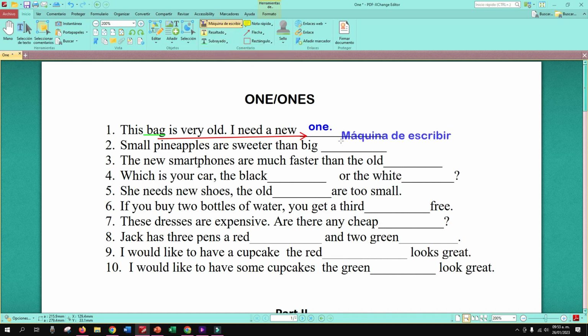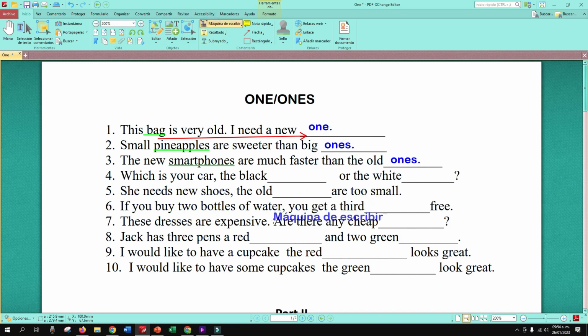Okay. So, what about the number two? Small pineapples are sweeter than big ones. Ones. That is ones because you're talking about what? About the pineapples, right? Replacing that. Excellent. What about the number three? The new smartphones are much faster than the old ones. Perfect. You're replacing what? Smartphones, plural, ones, right?